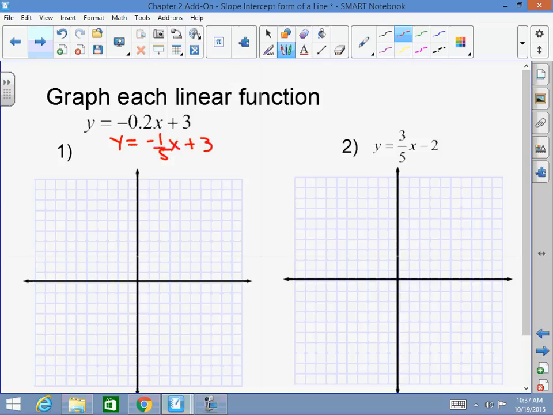For those of you who say, how did you get from 0.2 to 1/5? Please remember that 0.2, if you read it properly, is 2/10. Then when I simplify it, it becomes 1/5. And it's negative because it's negative. So my y-intercept here would be what? 3. So I go to 1, 2, and 3. What's my slope, though? So I go down 1, 5 to the left, right? Wrong.